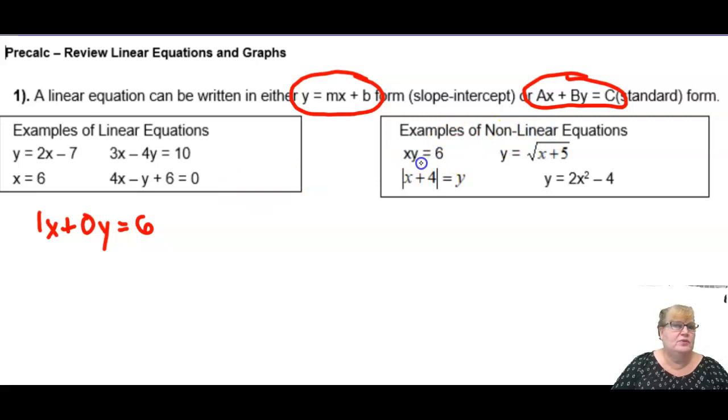Nonlinear equations are things like you would multiply, have a square root, have an exponent power of 2, absolute value, and we are going to deal with all of these and more throughout this course, but not today.